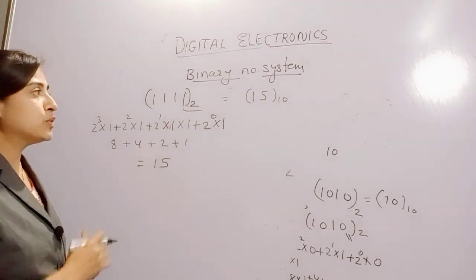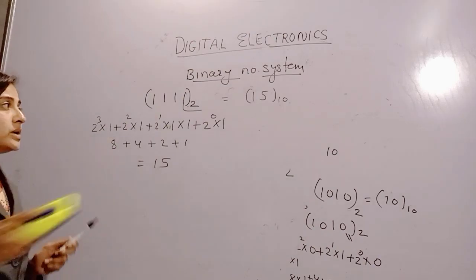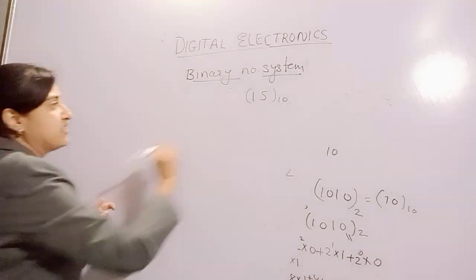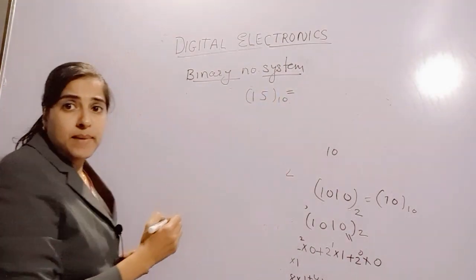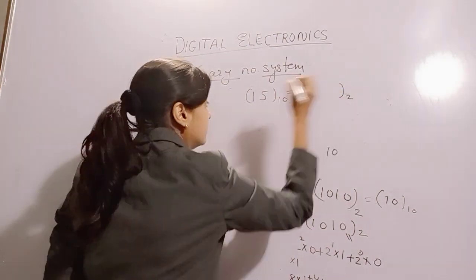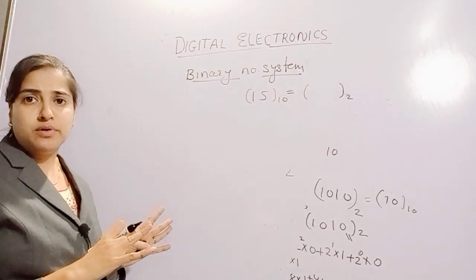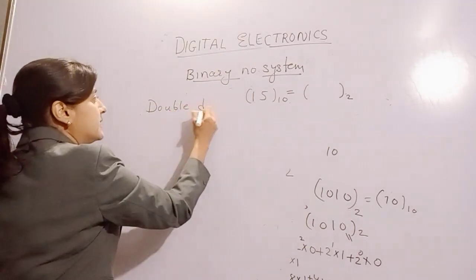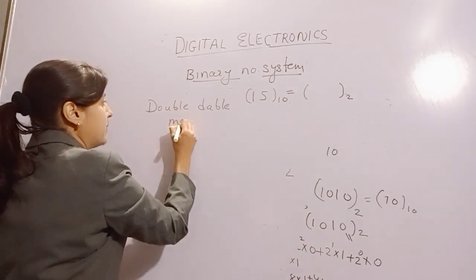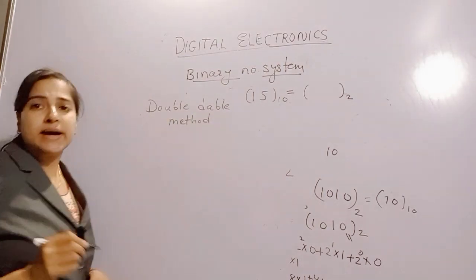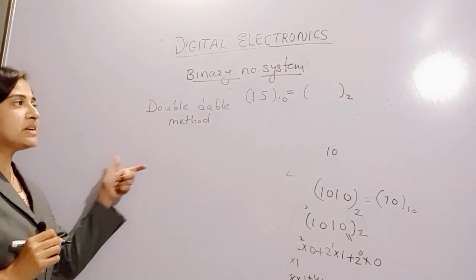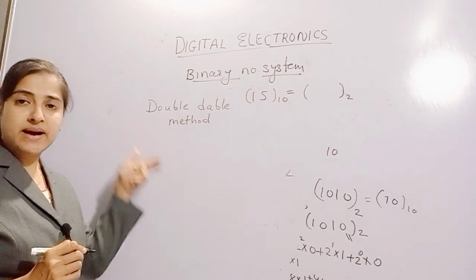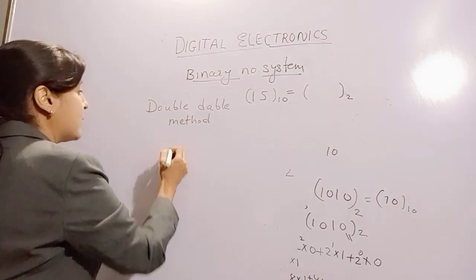Now we'll do the opposite. Now we will convert any decimal number into binary. So let's take this number only, 15. If I want to convert this into binary, what to do? In order to convert any decimal number into binary, we follow a method known as the double-double method, or it is also known as the divide by 2 method, because here we keep on dividing the numbers by 2. That's why it is known as the divide by 2 method.